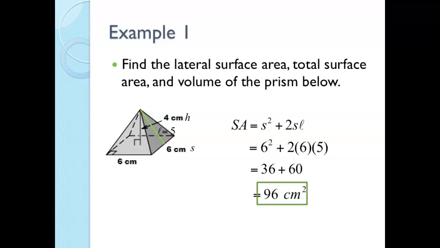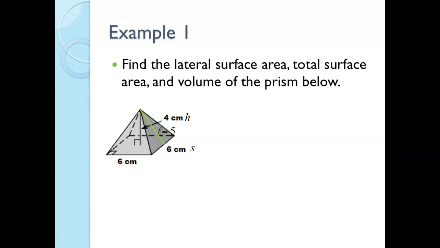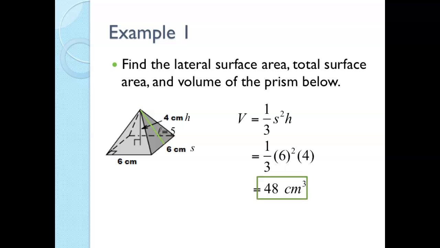All right, now let's find the volume. For the volume, we have 1/3 S squared times h. We actually don't need the slant height here. So this is 1/3 times 6 squared times 4. And that comes out to be 48. And since this is a volume, this is going to be 48 cubic centimeters.